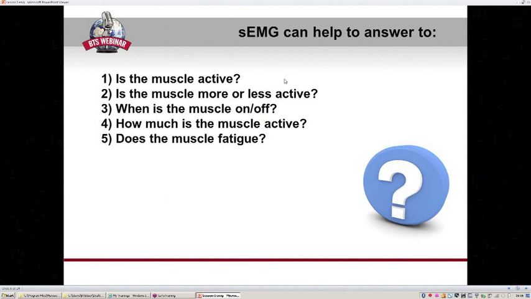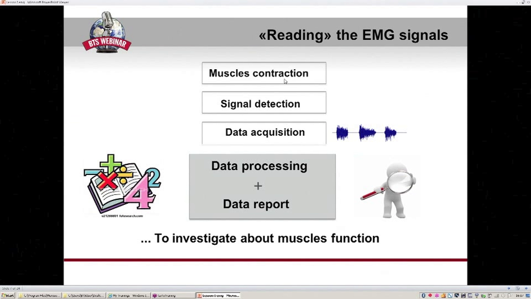And then, as we consider the EMG during a movement, we can understand when the muscle is on or off in the different phases of the movement. Then, we can try to extract information about, for example, how much the muscle is active. And in some cases, we can also evaluate muscle fatigue. So we will learn about that during these two sessions.